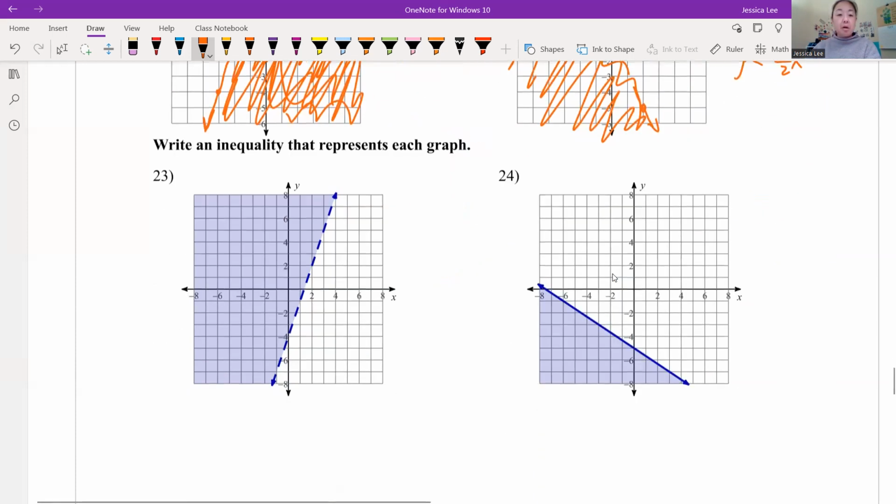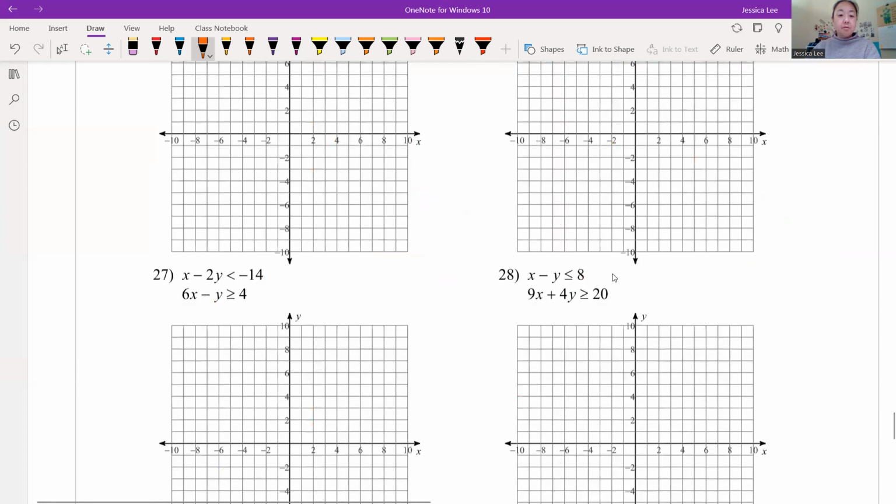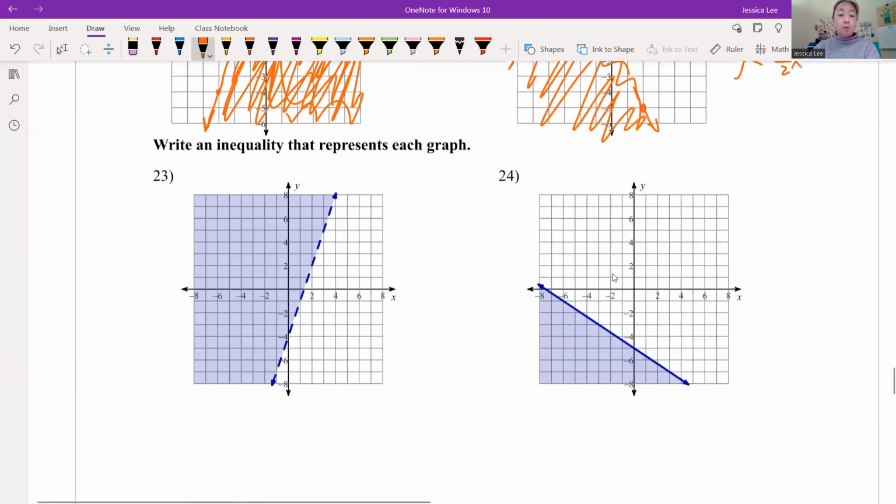Okay, so here we go. Let's see how many more we have. That's it. We have 6 more problems. Oh, my dear. Okay, so write an inequality that represents each graph.